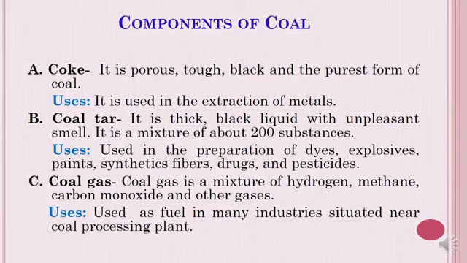Components of coal. A. Coke. It is porous, tough, black and the purest form of coal. Uses of coke. It is used in extraction of metals.